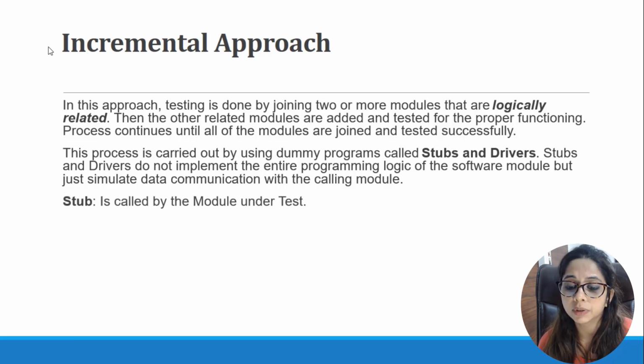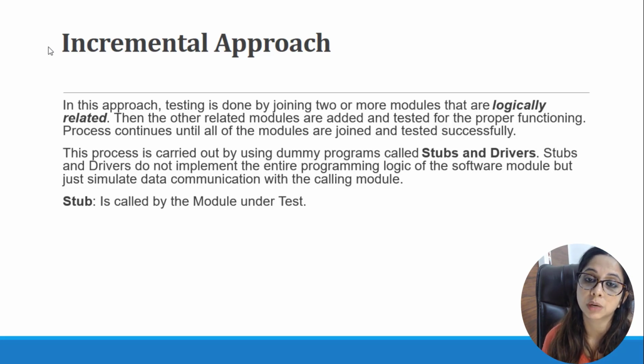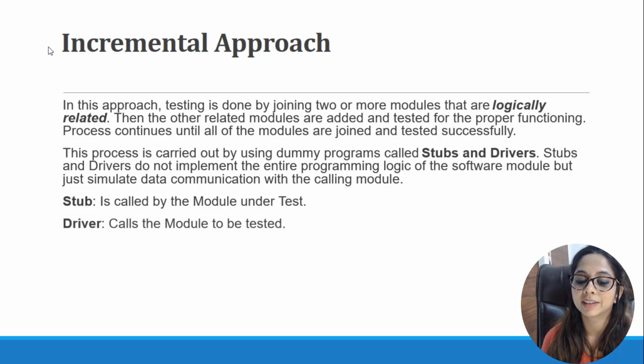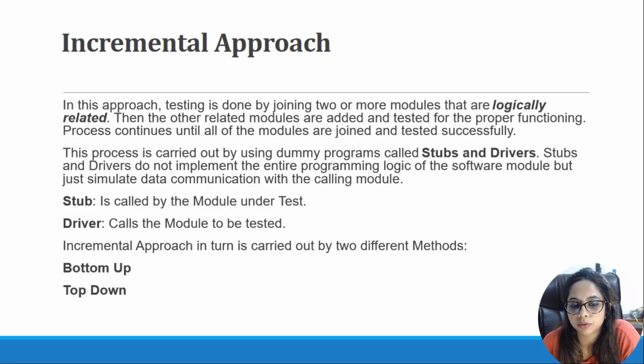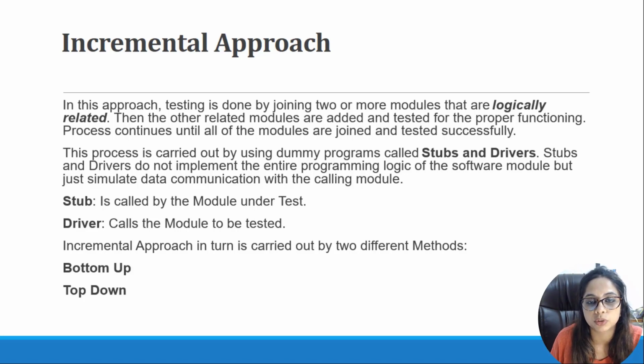Anyways, a stub is called by the module under test. If we are testing one module and we need some other modules, the stub will be called. And a driver is the module which will be calling the modules which have to be tested. As we have seen, the incremental approach is of two types: the top to down approach and the bottom to up approach. These are carried out by two different programs, one called stub and the other called driver. Now, what is the difference between stub and driver? Before moving on with the difference, we'll take an example which will make it very clear.